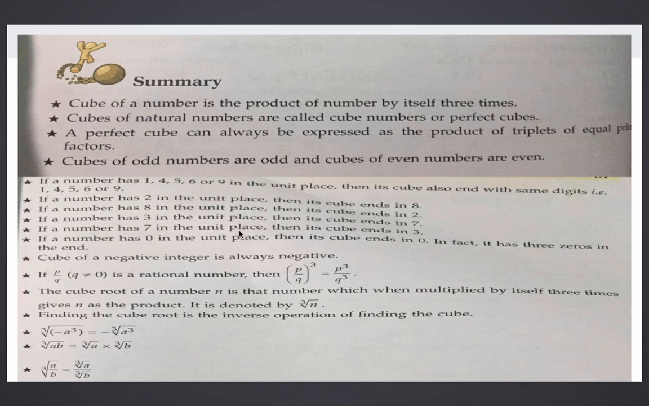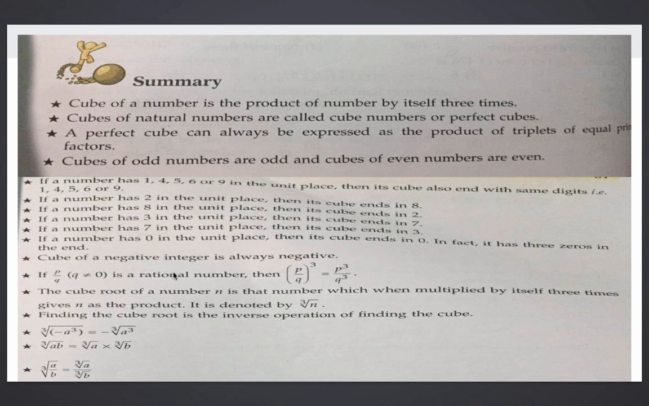Same goes with the next. If a number has 7 in its unit place, the end digit of its cube will be 3. If a number has 0 in its unit place, obviously 10, 20, then its cube ends with 0. In fact, it has 3 zeros at the end. 10 cube: 10 tens are 100, 100 into 10 is 1000. So 3 zeros are there. Clear? 20 into 20 into 20, 20 cube: 2 eights are 8 and 3 zeros. So this is the concept.